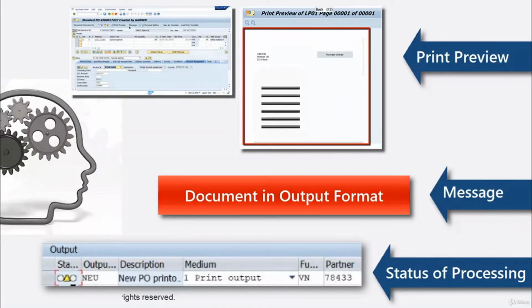For each document, the SAP system generates a document in output format, a so-called message. The output can be printed out or produced and sent by other transmission mediums, such as email, for instance. Only after the output, the related business process is complete, and a change in a document requires a corresponding change output. A traffic light on the output overview shows the status of processing for each message.